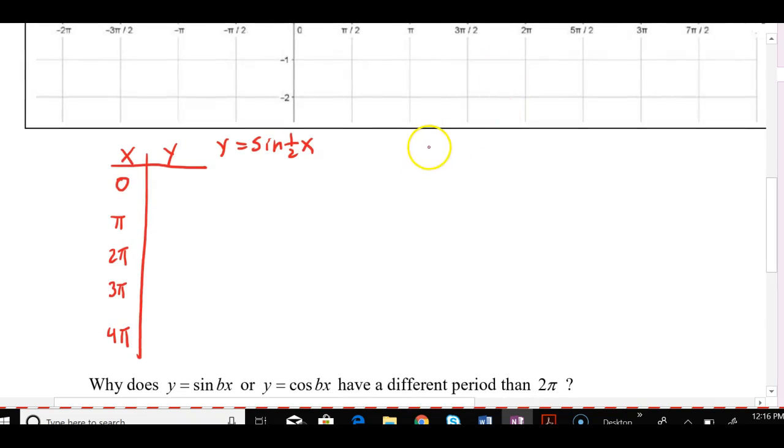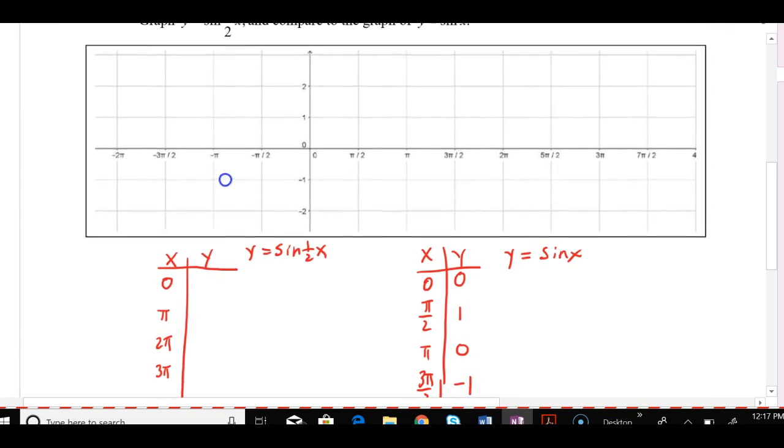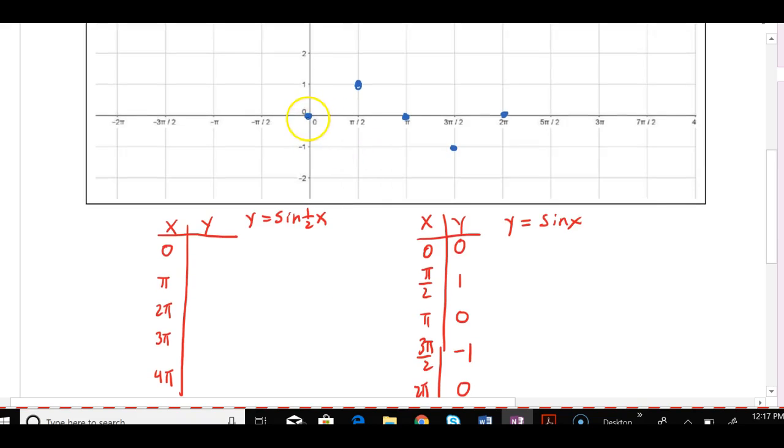We already know from before, like if we had to, we could look at the table for the regular graph. And 0, pi over 2, pi, 3 pi over 2, 2 pi. For the regular sine curve, what's the sine of 0? 0, sine of pi over 2, 1, 0, -1, 0. Okay, let's plot that one first. So 0, 0, pi over 2, 1, pi 0, 3 pi over 2, -1, and 2 pi 0. All right.